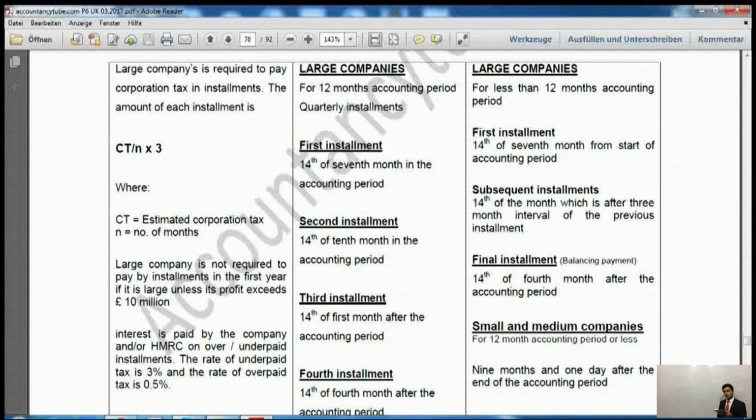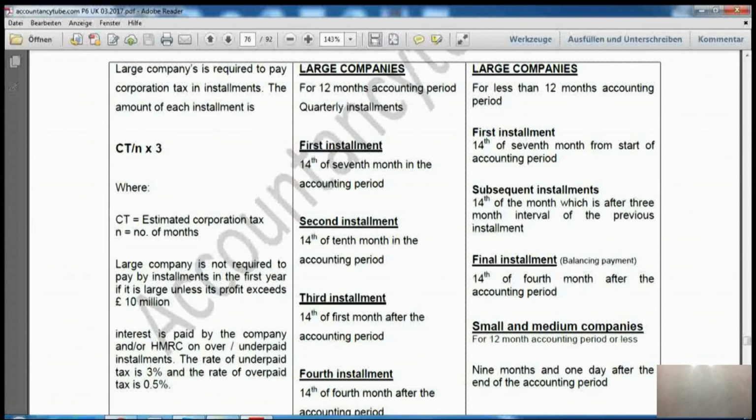Now, what if it is more than 12 months? We can't calculate the corporation tax if it is more than 12 months; we will divide that accounting period into 2 portions, the first one and the second one. So if it is 12 months long, when to pay the installments? First installment will be 14th of 7th month in the accounting period. Second will be 10th month in the accounting period. Third will be 14th of the first month after the accounting period. And the last one will be 14th of 4th month after the accounting period.